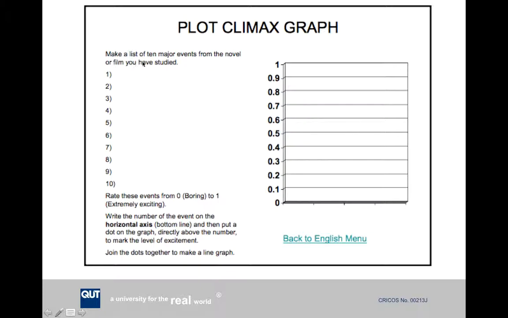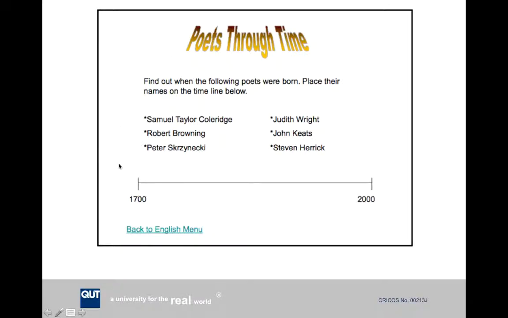You could do a plot graph for a novel or a film. We could have done this with Mulga Bill's Bicycle, making a graph that plots the events. That's maths, numeracy. And lastly, Poets Through Time, we could do a timeline of poets. So if we were doing a unit on Australian literature or Australian poetry, even just if we were doing lots of Banjo Paterson poems, we could make a timeline that plots when each of those was published. Just in case you were interested, Mulga Bill's Bicycle was published in the Sunday Mail in July of 1896.